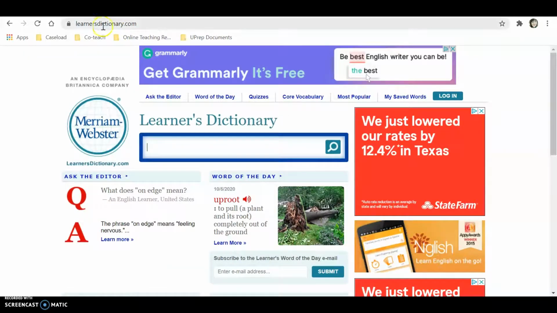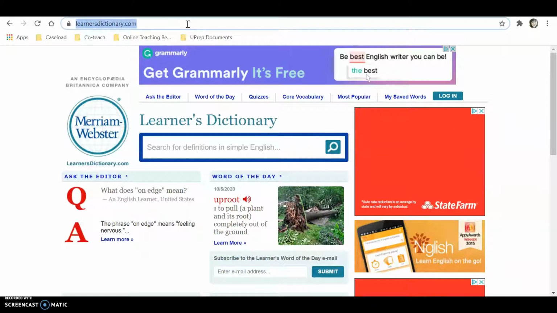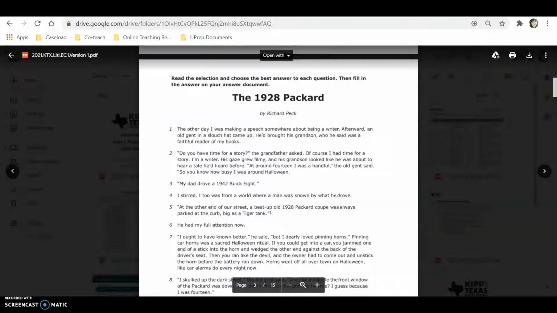Go to this website here, learnersdictionary.com, and just leave that open on the side of your document so that as you're going through, if there are any words that you don't know, you can look them up in this box here and press the search button, okay?